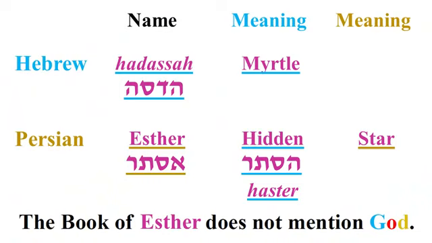All right? And Esther has the unique quality or whatever that it does not mention God. It's one of the few books, I think maybe Song of Solomon might be the other one. So let's go ahead and begin in chapter 1.